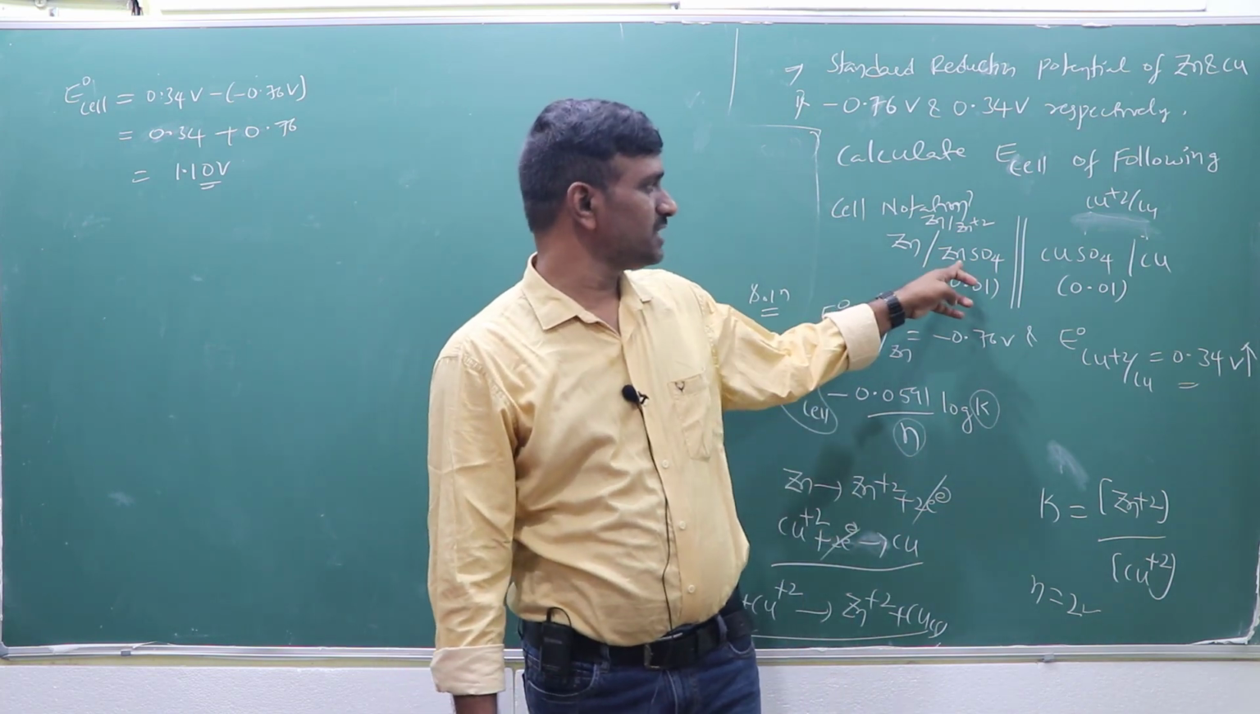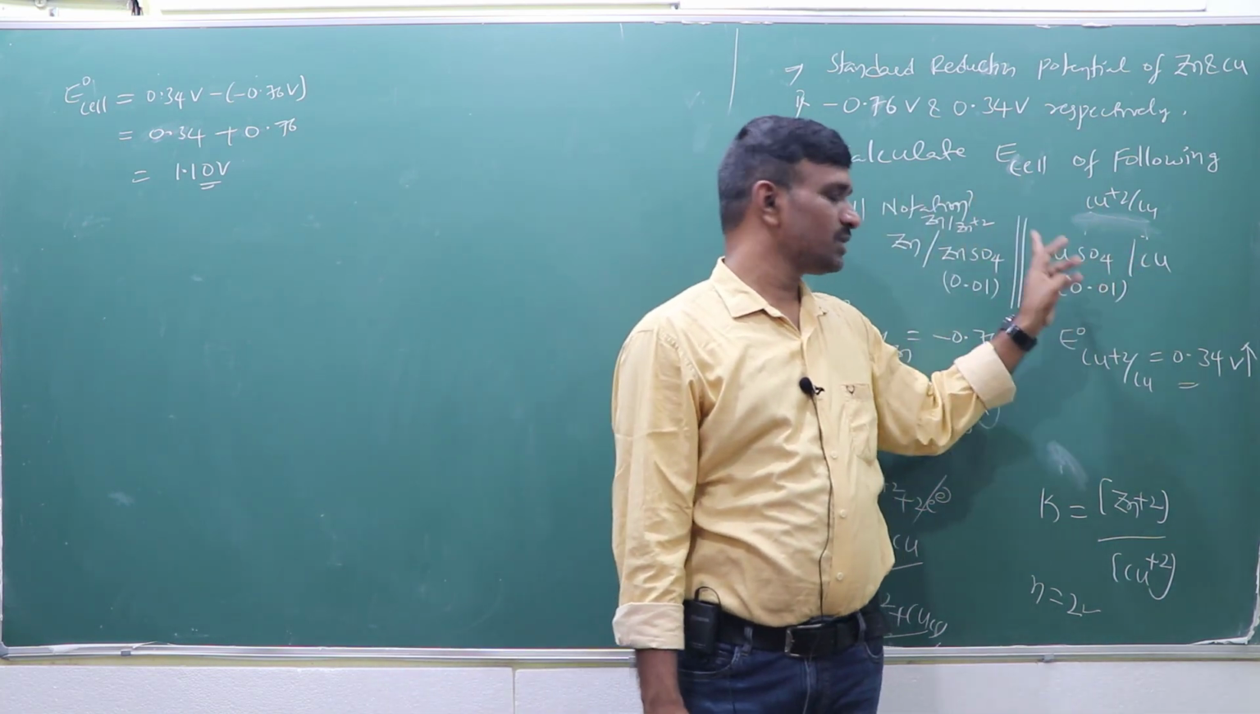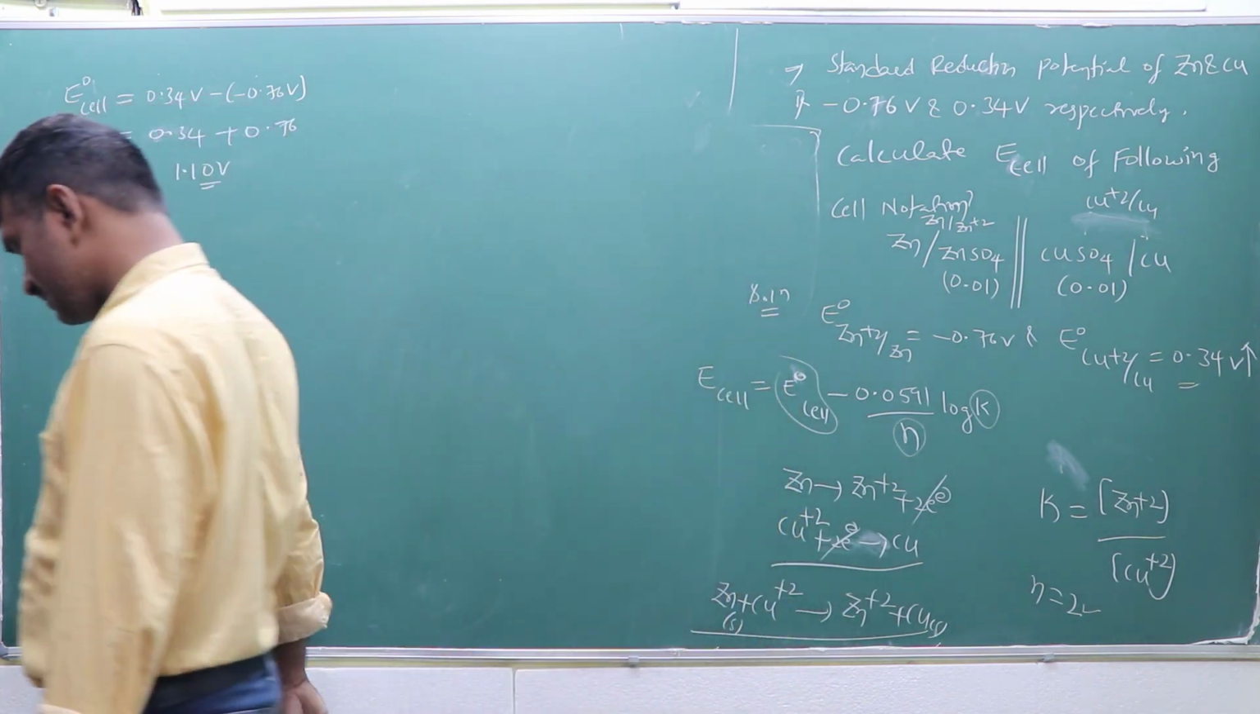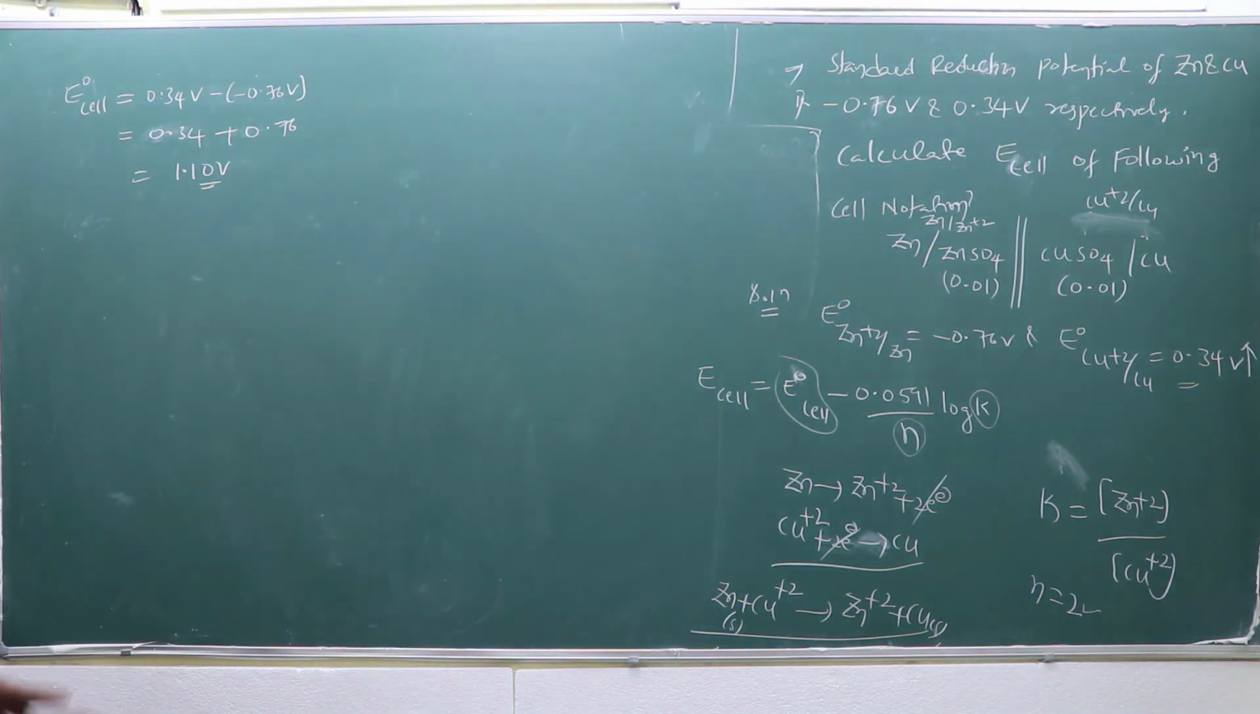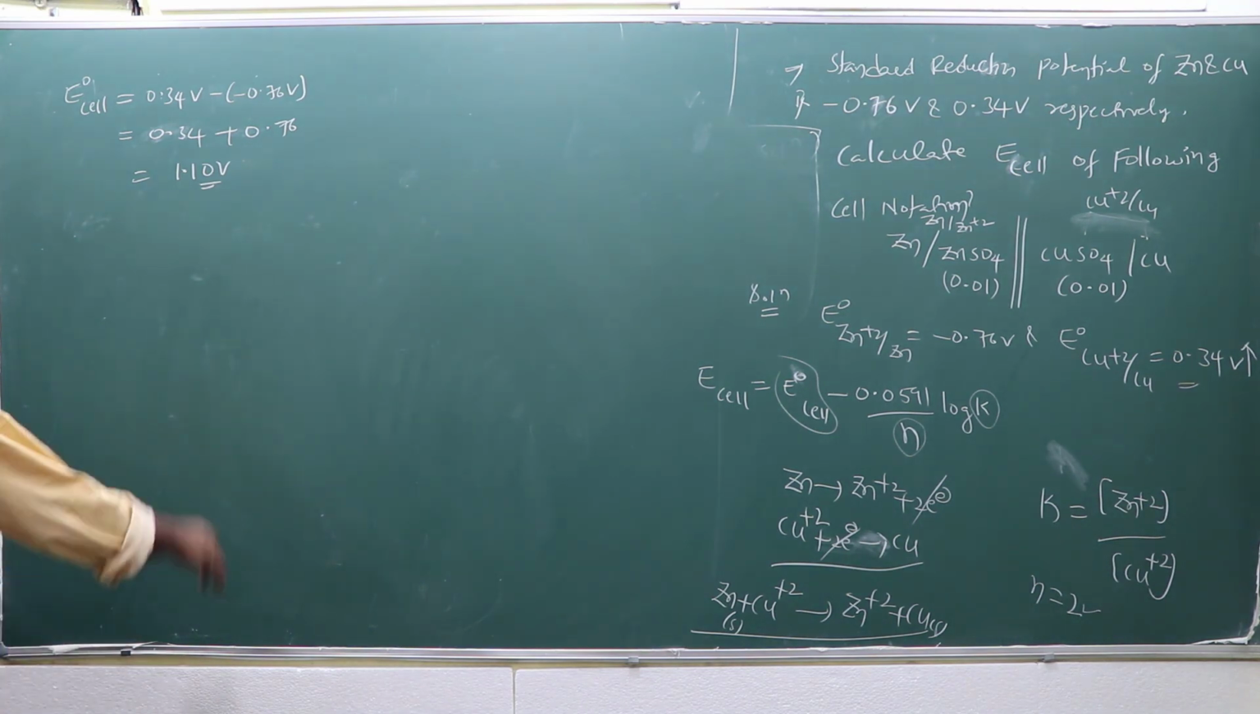This zinc is reversible to the zinc plus 2 ion, and this copper is reversible to the Cu plus 2 ion. I can explain what reversible means later, from the point of view of types of electrodes, since electrochemistry depends on which ion the electrode is reversible to, either cation or anion.